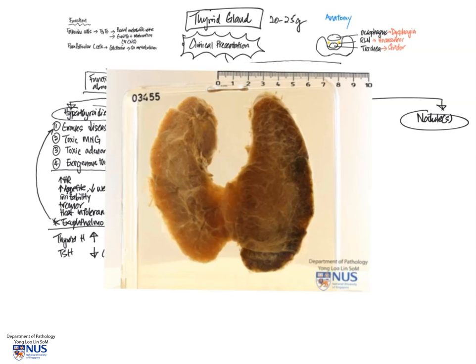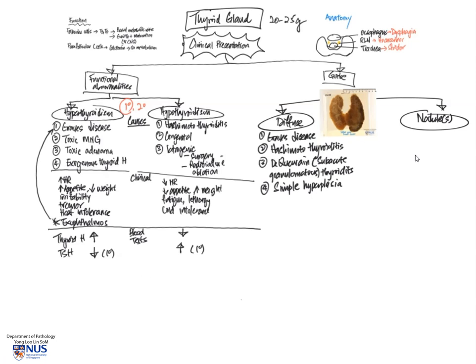So, this is an example here of a diffuse goiter, and you can see that the thyroid gland is pretty enlarged. The lobes are quite symmetrically enlarged, and there are no real definite nodules or masses. The thyroid gland is also quite dark in its cut section, and this is an example of Graves' disease, a classic cause of diffuse goiter. Now let's move on to look at nodules.